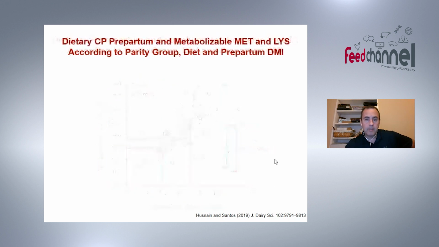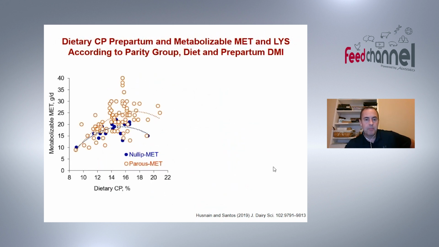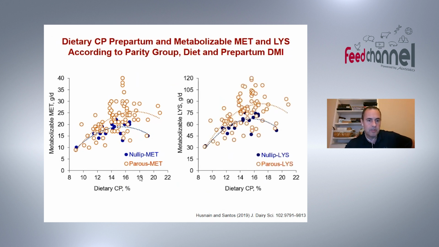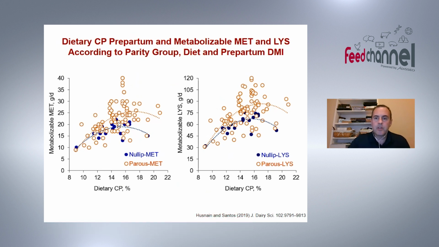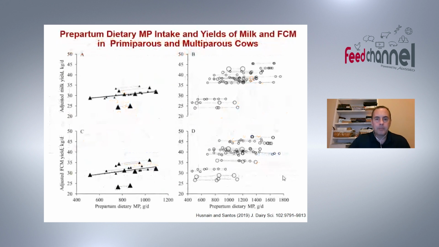If you look at two particular amino acids, metabolizable methionine and lysine, we see the exact same response. Parous cows consume more of those. In some diets, cows were supplemented with protected amino acids, so then the amounts were substantially greater. That is true for methionine, lysine, or any amino acid that we looked at in that data set.